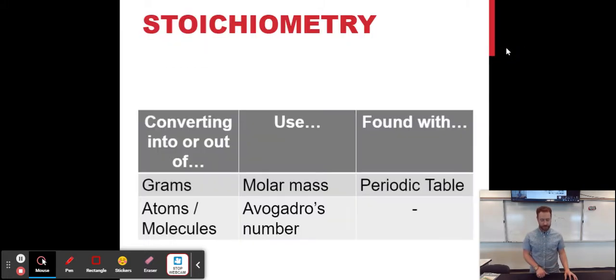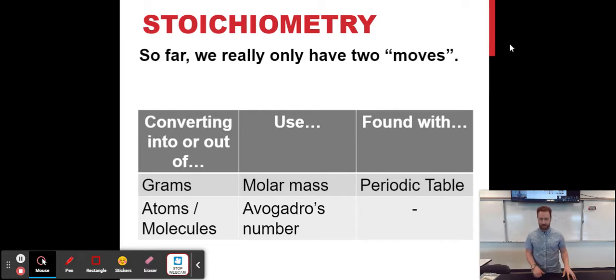Now I want to just remind you that so far, in the last week or so, we've been doing all this dimensional analysis and unit conversion stuff, and I've really just taught you two moves, if you will. I've taught you how to go from particles to moles or moles to particles using Avogadro's number. And I've taught you how to do grams to moles or moles to grams using molar masses from the periodic table.